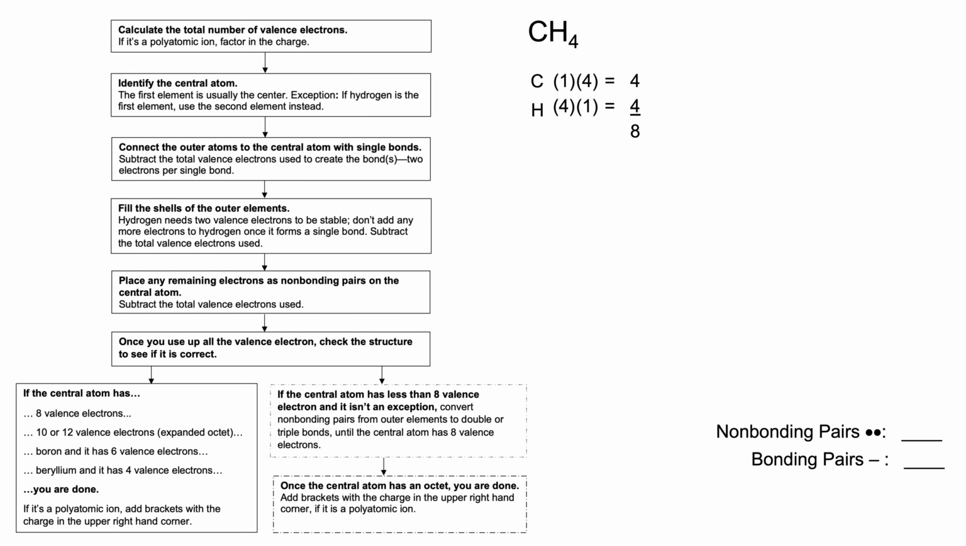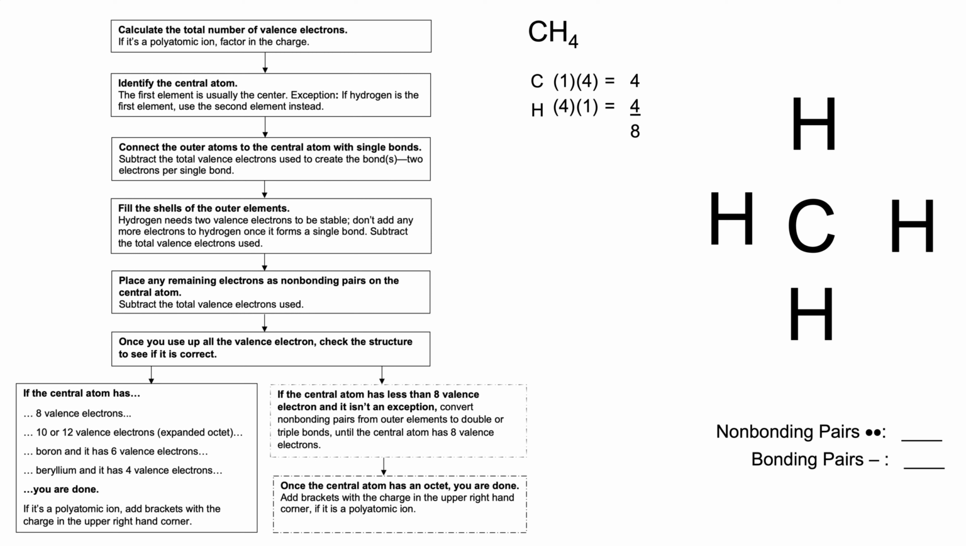I figure out that the central atom is carbon. I place the other elements around that central atom. I connect each outer atom to the central atom with a single bond. That uses up 8 valence electrons, so I have 0 left over at this point. When I check that central atom, carbon, it has 8 valence electrons, so it's happy, so I stop.